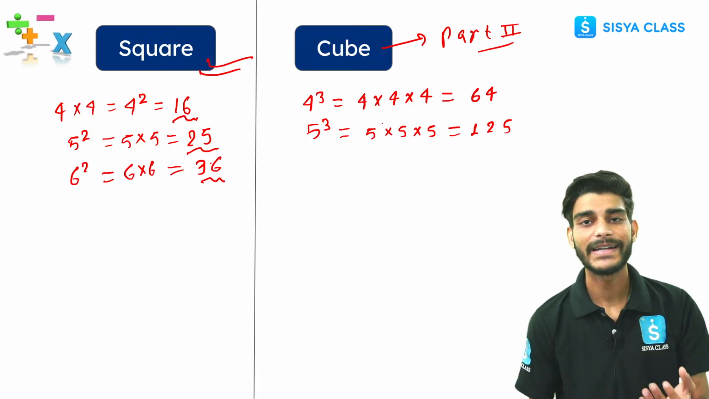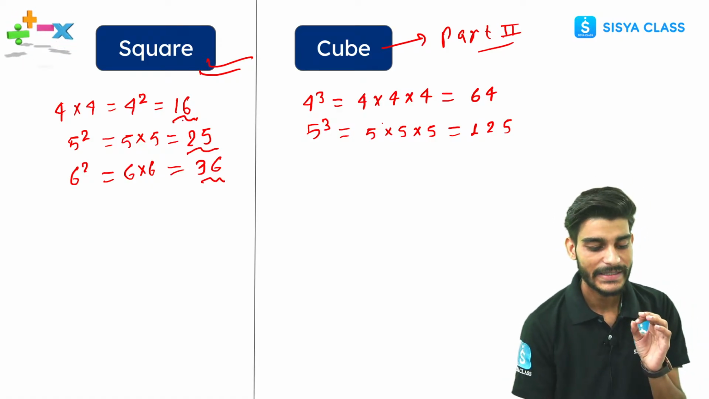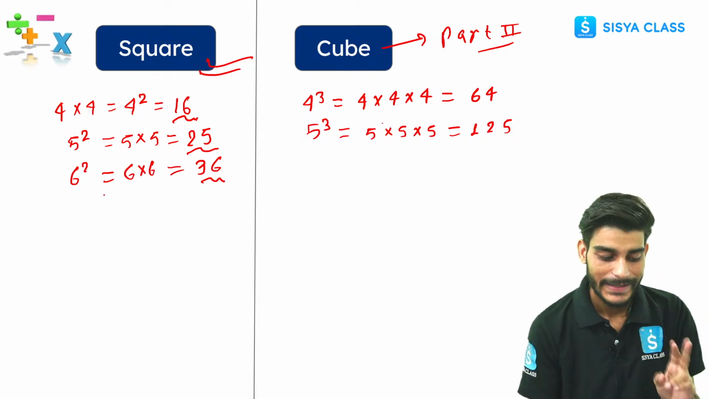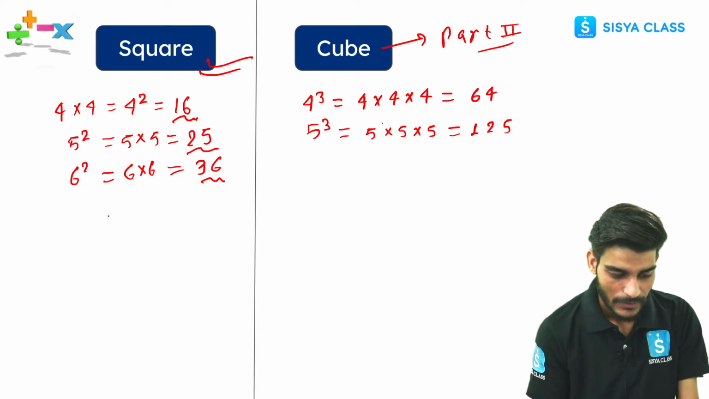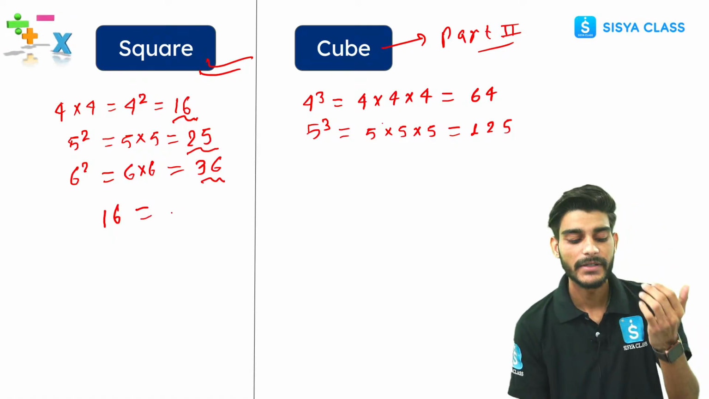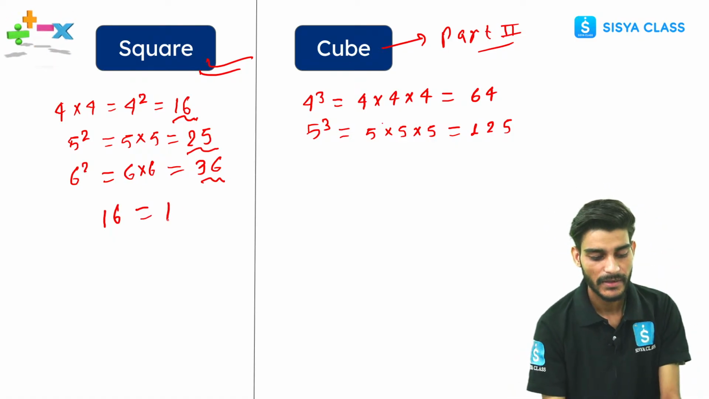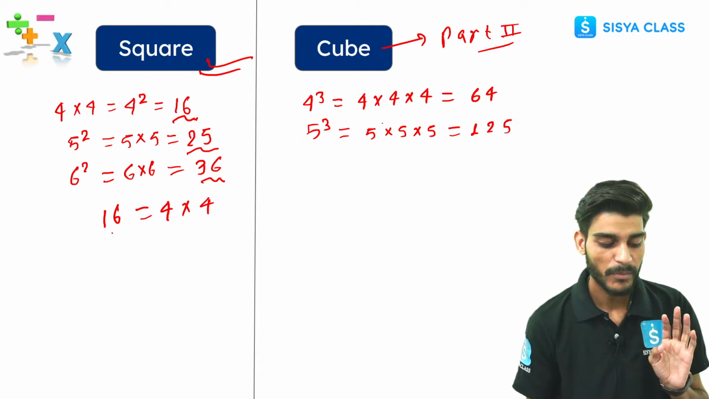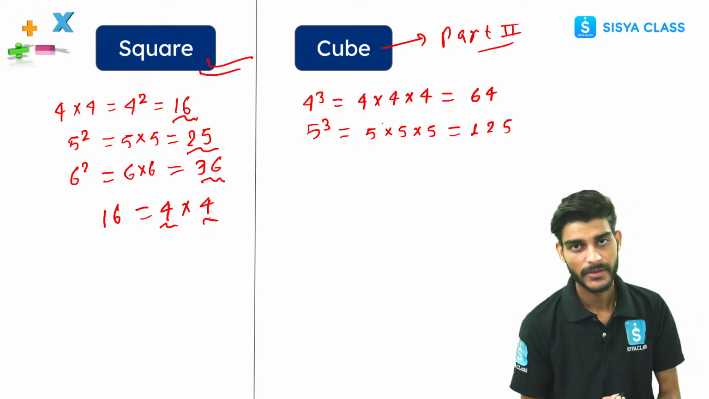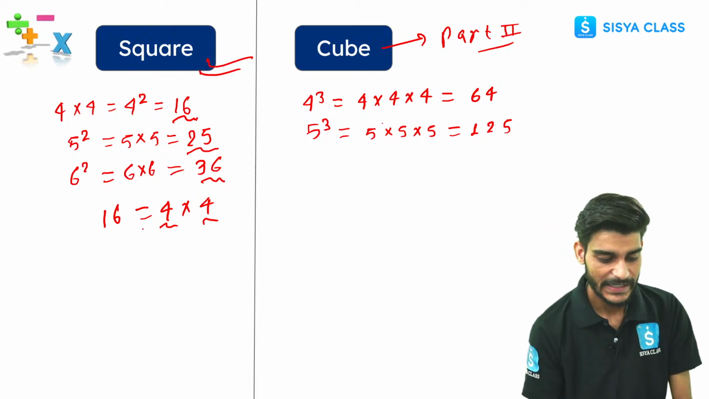These are perfect squares. Why? Because these are formed with the multiple of a number 2 times. Why 16? If I have to write 16, if any number can be written as a multiple of the same number 2 times, it is called a perfect square. Now here the number should be natural numbers. So keep in mind. So 16 is a perfect square.